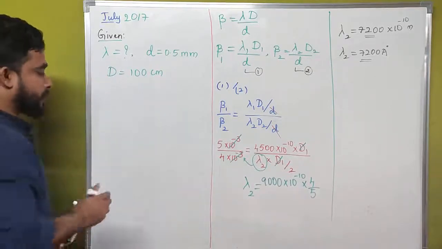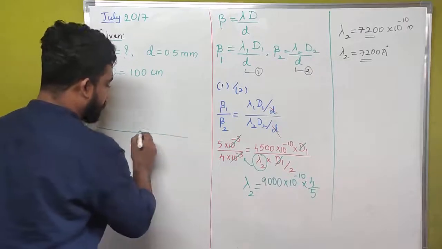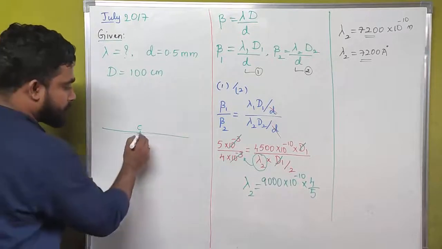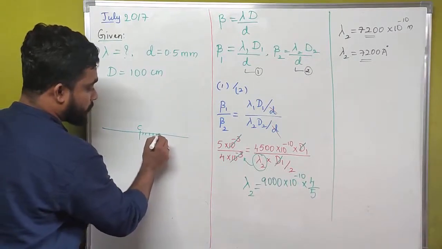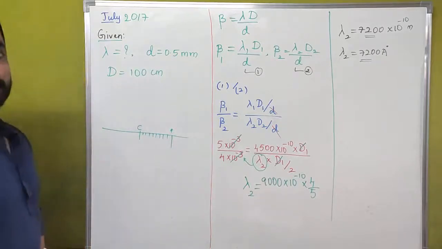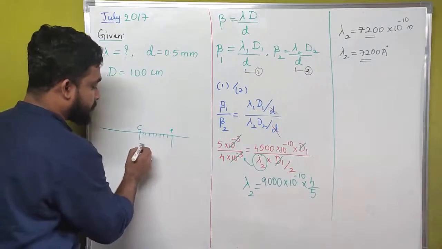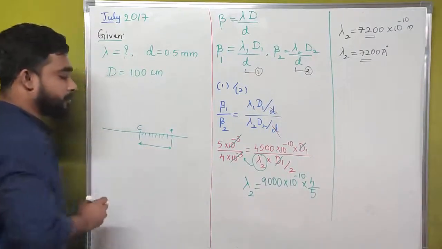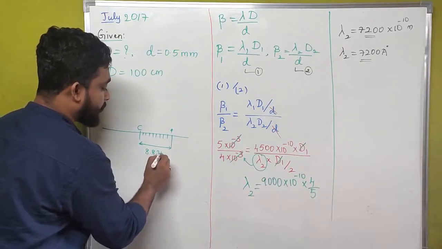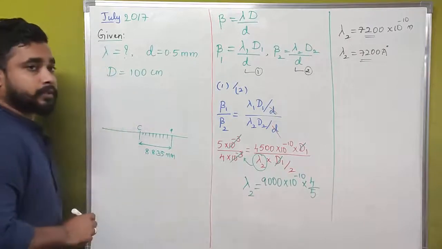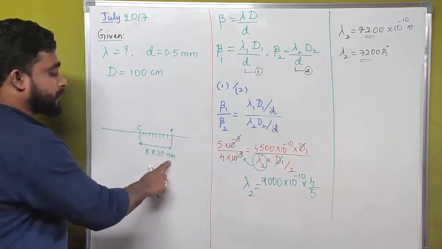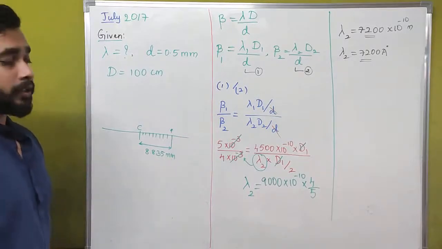Then what he has given is the number of fringes. Here let us assume this as the central bright fringe. This is 1, 2, 3, 4, 5, 6, 7, 8, 9. Actually this is our 9th fringe. What he has said is the distance between the central bright fringe and the 9th bright fringe is 8.835 millimeter. This is not the fringe width of the expression. Actually the 9 fringe widths distance is equal to 8.835.